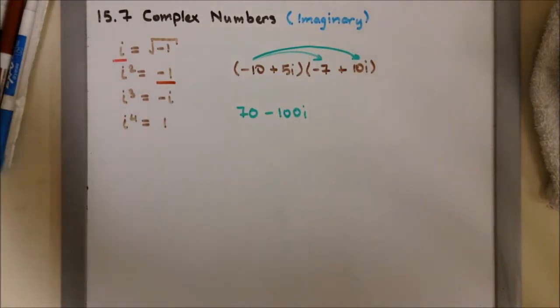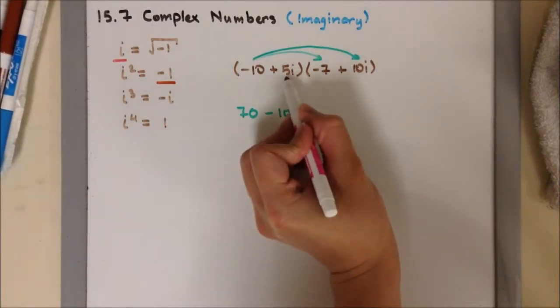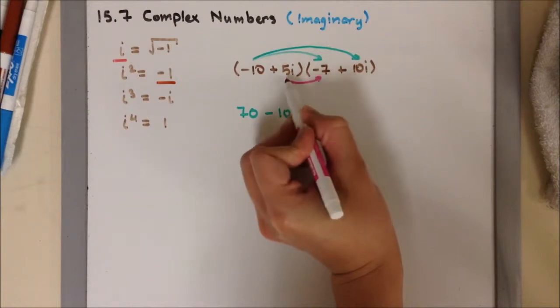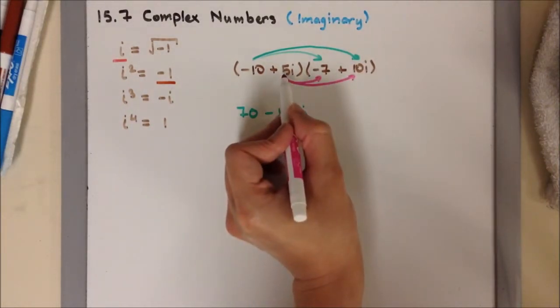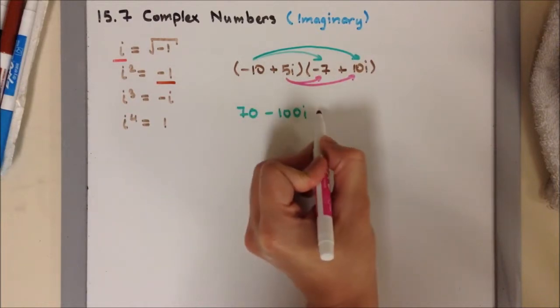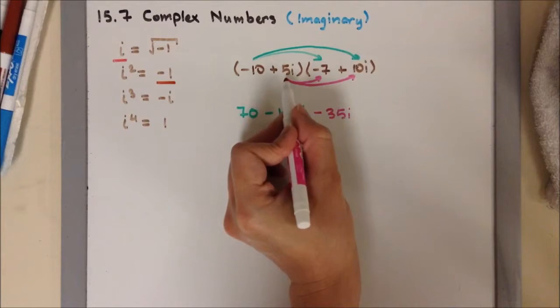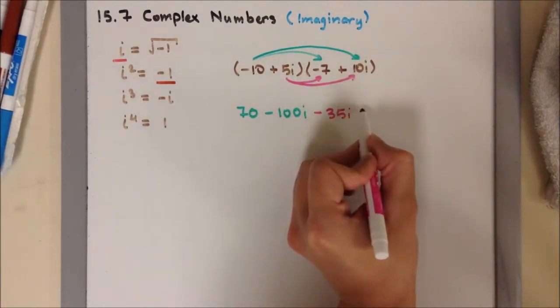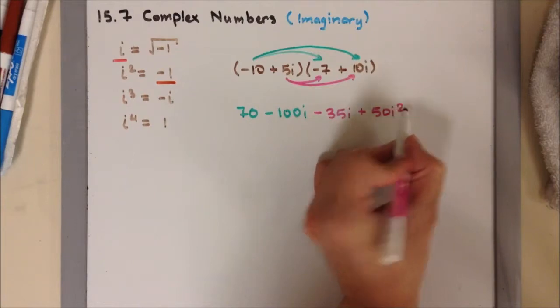Next, I'm going to work with the other half of FOIL. I'm working with the 5i, multiplying to the negative 7 and to the positive 10i. 5i times negative 7 will be negative 35i. 5i times positive 10i will be positive 50i squared.